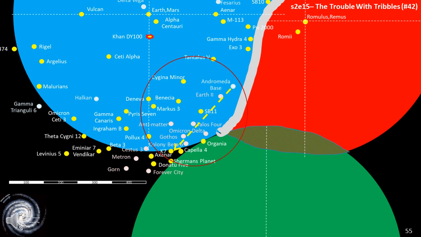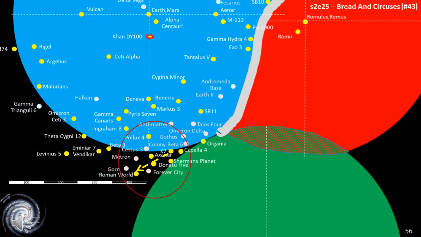This is a top-down view, incidentally. Close by Sherman's planet, this must be close to Donatu 5. In Bread and Circuses, the Enterprise visits Planet 4, Star System 892, or the Roman world. It must be close by and outside Federation space.